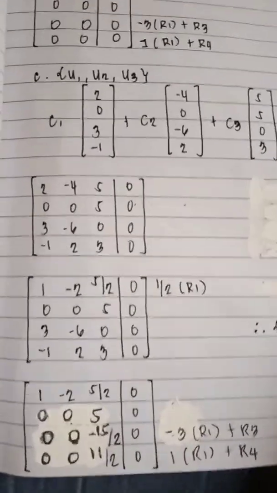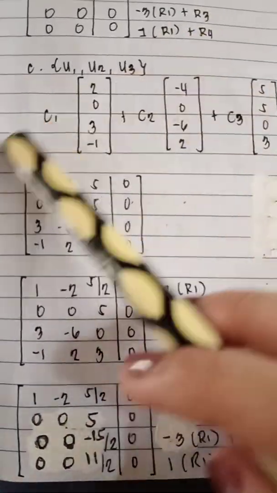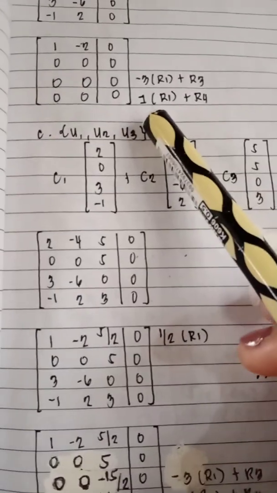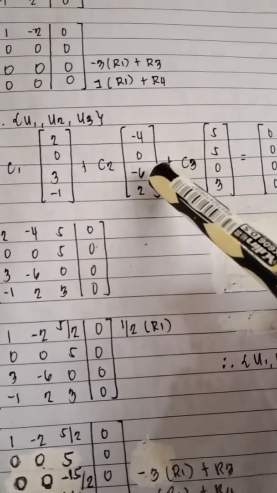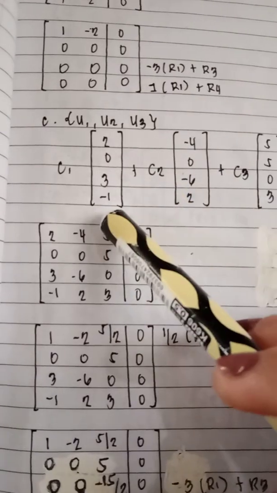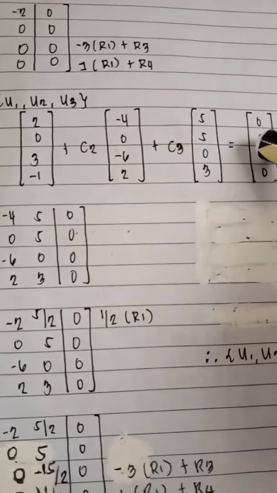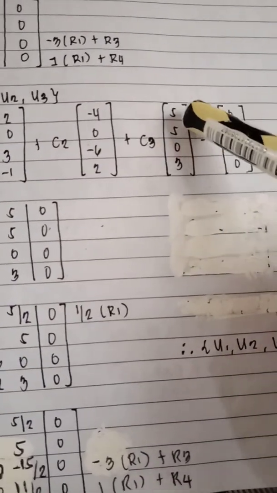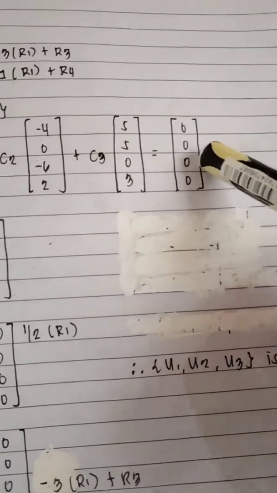So let's proceed to letter C. Set U sub 1, U sub 2, and U sub 3. So C sub 1, since U sub 1 is 2, 0, 3, negative 1, and U sub 2 is negative 4, 0, negative 6, 2, and our U sub 3 is 5, 5, 0, 3. So C sub 1 times 2, 0, 3, negative 1, plus C sub 2 times negative 4, 0, negative 6, 2, plus C sub 3 times 5, 5, 0, 3, equal to 0, 0, 0, 0.